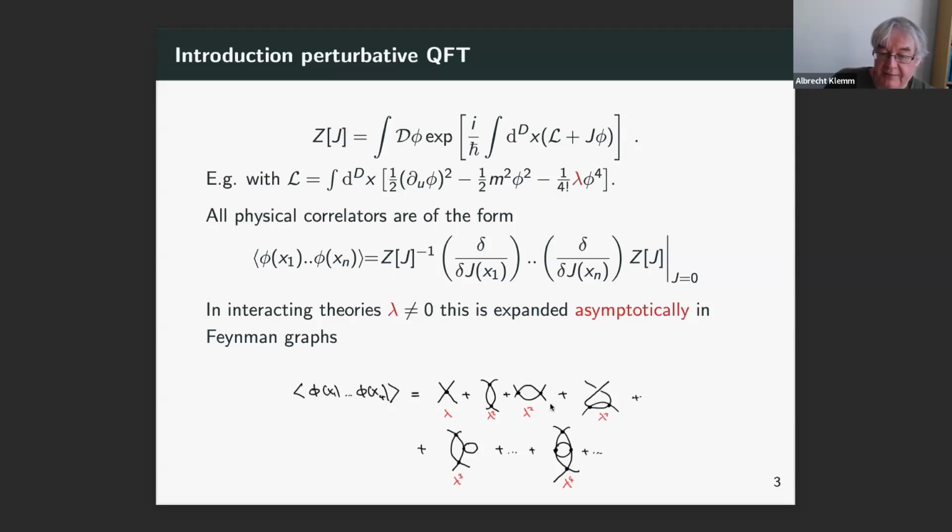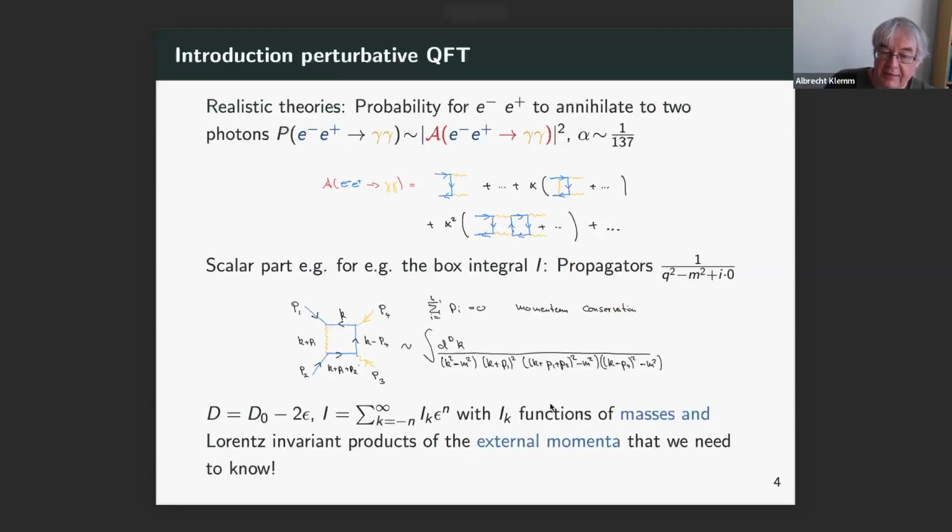Here is a scalar theory, phi to the 4, but you can easily imagine a more physically relevant process, for instance Bhabha scattering, which you need for the background at colliders. Then the small quantity is alpha, which is 1/137, and you see here an expansion of this process in terms of this alpha.